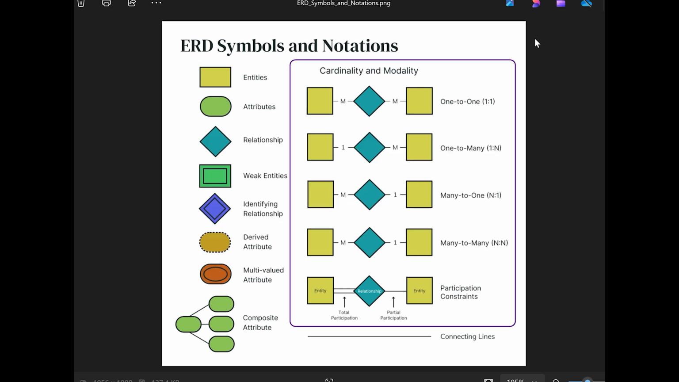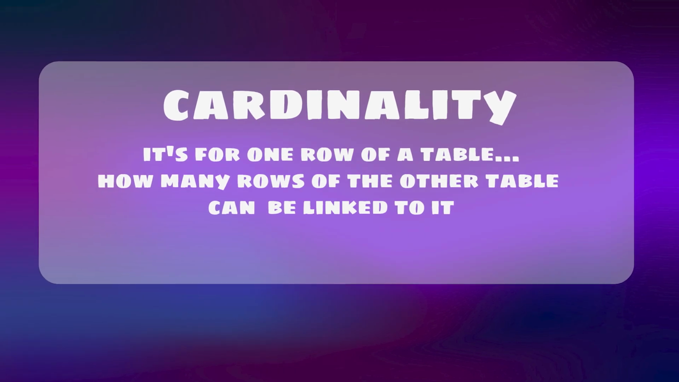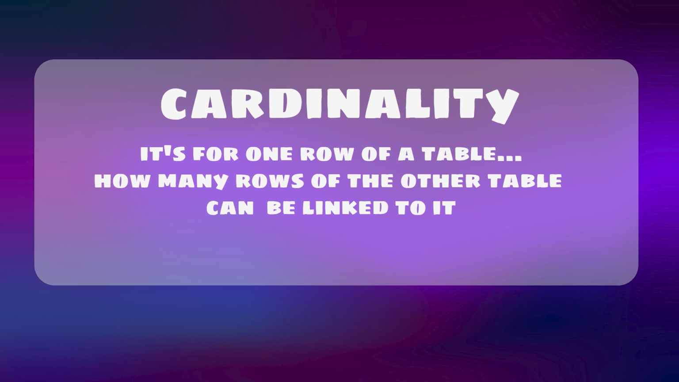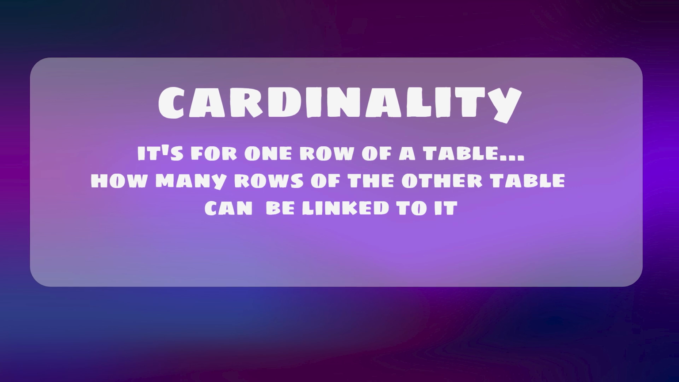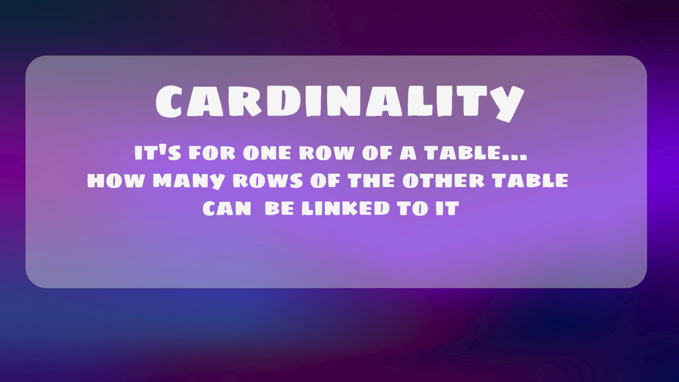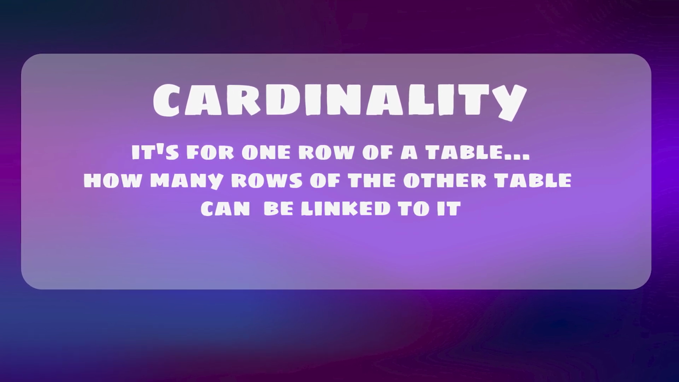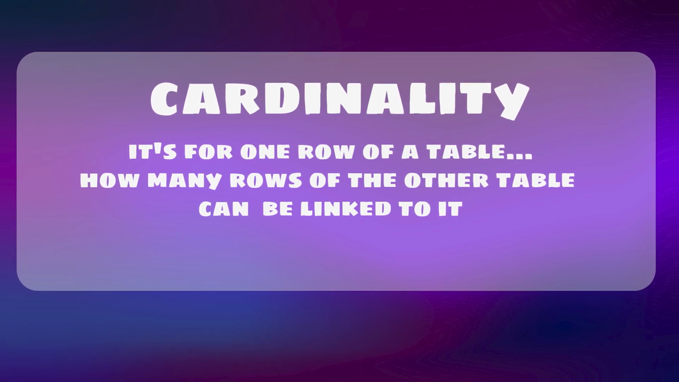And about the relationships in databases, we should be aware of two concepts. First one is the cardinality. It is for one row of a table, how many rows of the other table can be linked to it. For example, for an order, how many customers in the customer table can be linked to this order. It is one customer that can make that order, and we will see how we can represent this in ERDs.